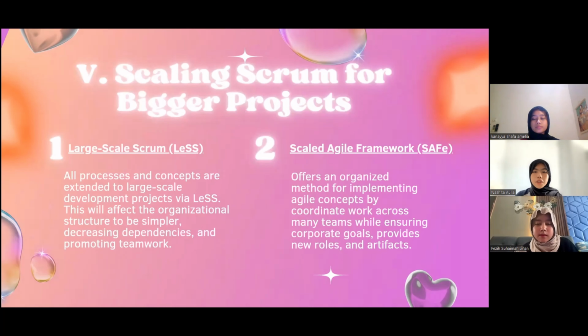Okay, next is about scaling Scrum for bigger projects. The first one is Large-Scale Scrum, or LeSS, where all processes and concepts are extended to large-scale development projects. This will definitely make the organizational structure simpler, decreasing dependencies and promoting teamwork. Second is the Scaled Agile Framework, or SAFe, which offers an organized method for implementing agile concepts by coordinating work across many teams while ensuring corporate goals, and provides new roles and artifacts.